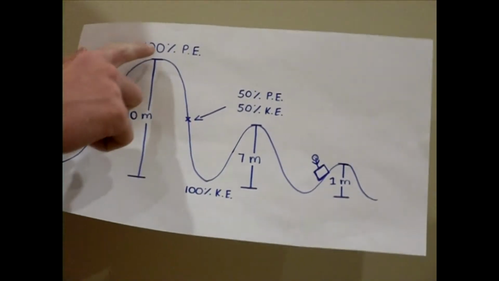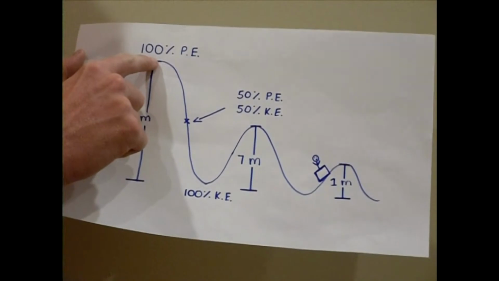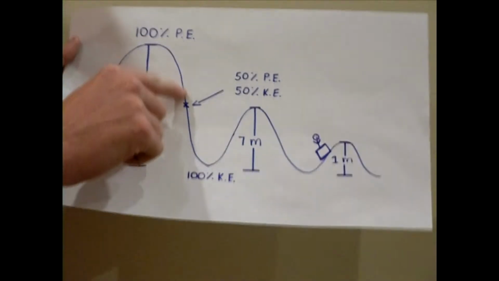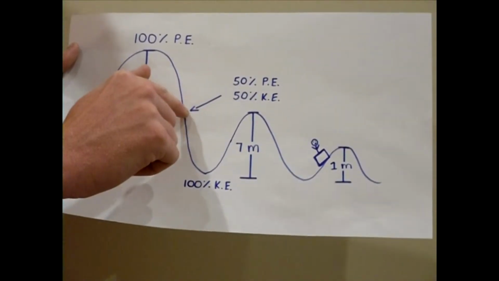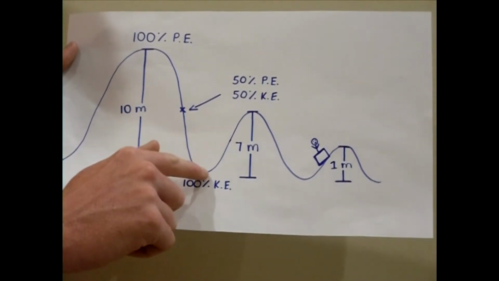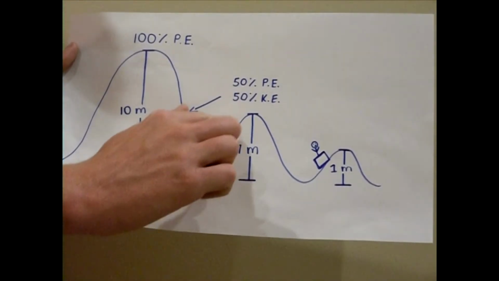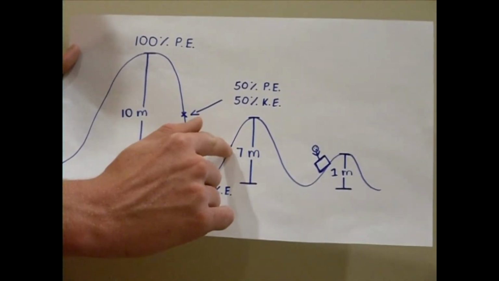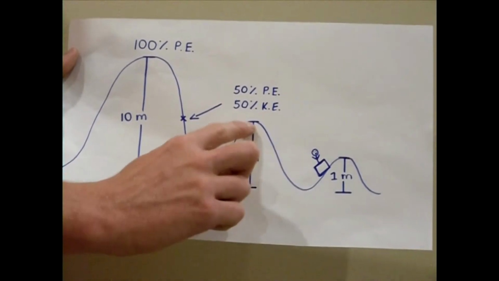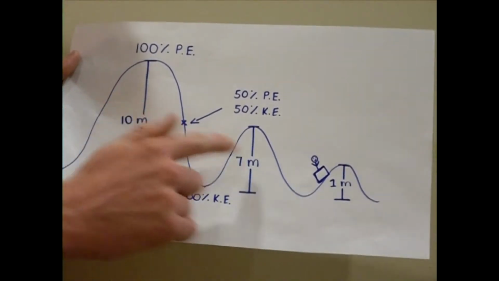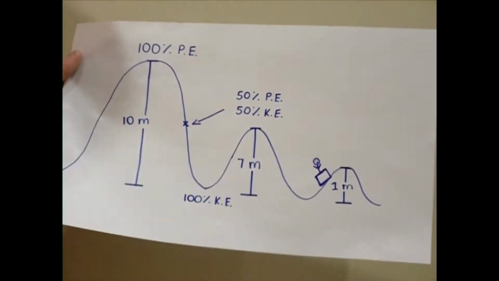In this problem, at the top of the roller coaster hill, there was 100% potential energy and 0% kinetic energy. As the roller coaster goes down the hill, there's 50% potential energy and 50% kinetic energy right in the middle. At the bottom of the hill, there's 100% kinetic energy and the roller coaster has reached its maximum speed. As it goes back up the hill, the same thing occurs. 50% right in the middle, and back to 100% potential energy, 0% kinetic energy. It does not matter if the height's 10 meters, 7 meters, or 1 meter. That same rule applies.